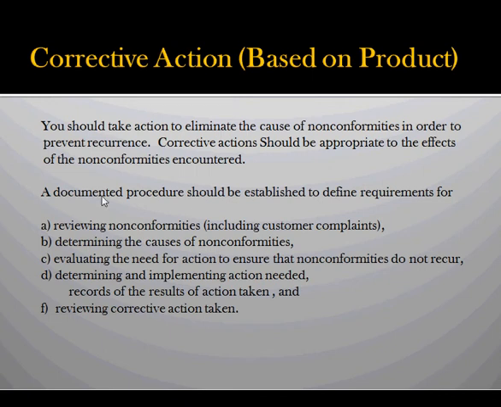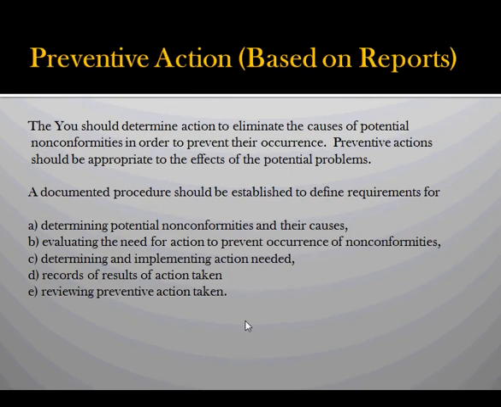Obviously, you should have a documented procedure, and it should cover these 5 things: reviewing the nonconformance, including customer complaints, determining the causes of the nonconformities, eliminating the causes of the nonconformity so that they do not reoccur, determining and implementing the actions needed and record the results of the actions, and review the corrective action taken.